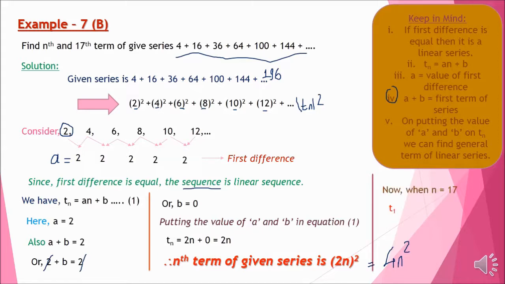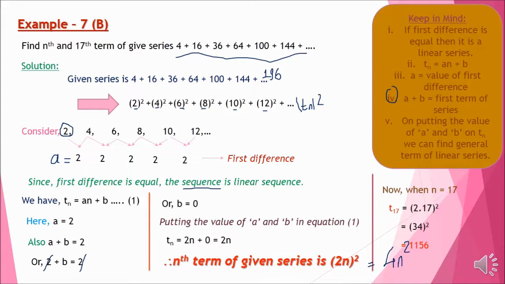Now we have to find the 17th term. When n is equal to 17, 2 times 17 means 34. 34 square, you can use your calculator and quickly find out. It is 1156. This is our answer.